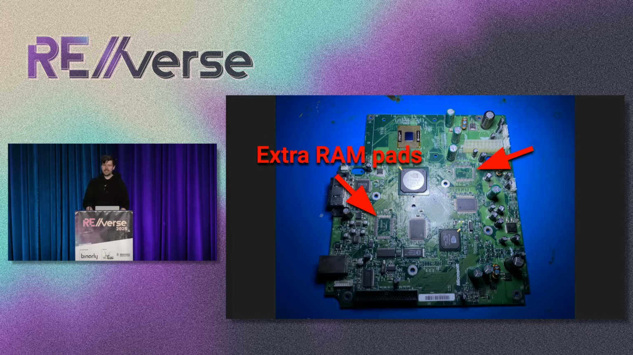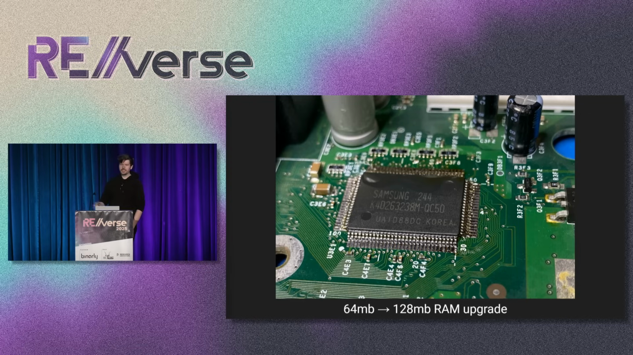Historically, one of the most advanced Xbox mods that normal people will do is trying to solder extra RAM chips onto the motherboard in place of the unpopulated pads. And so you could actually upgrade your console from 64 megabytes to 128 megabytes of RAM. It's kind of a fun achievement to be like, oh, I've hand soldered RAM chips before.